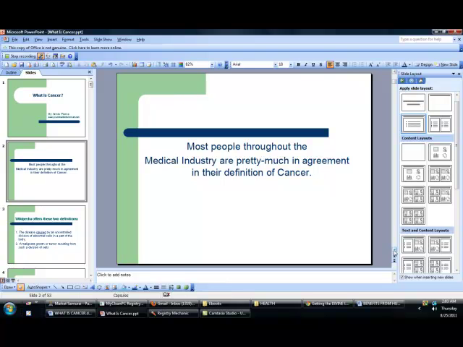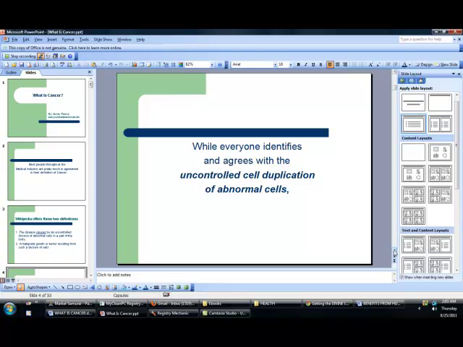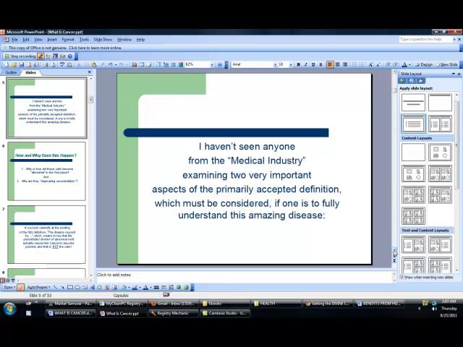Most people throughout the medical industry are pretty much in agreement in their definition of cancer. Wikipedia offers these two definitions: 1, the disease caused by an uncontrolled division of abnormal cells in a part of the body, and 2, the malignant growth or tumor resulting from such a division of cells. While everyone identifies and agrees with the uncontrolled cell duplication of abnormal cells, I haven't seen anyone from the medical industry examining two very important aspects of the primarily accepted definition, which must be considered if one is to fully understand this amazing disease.